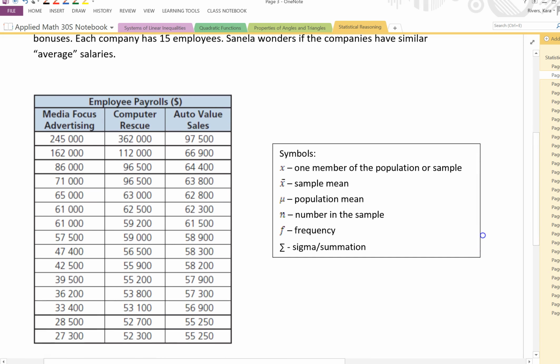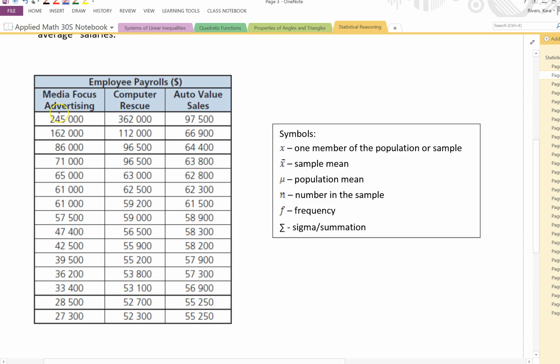So if we look here, you can see our table. There's our 3 companies: Media Focus Advertising, Computer Rescue, and Auto Value Sales. And then we've got the income for those 15 employees in each company. On the side here, I've got a bunch of symbols. These symbols have meaning, and I've told you what those mean. You're going to get more and more comfortable with those symbols, and we're going to use those.